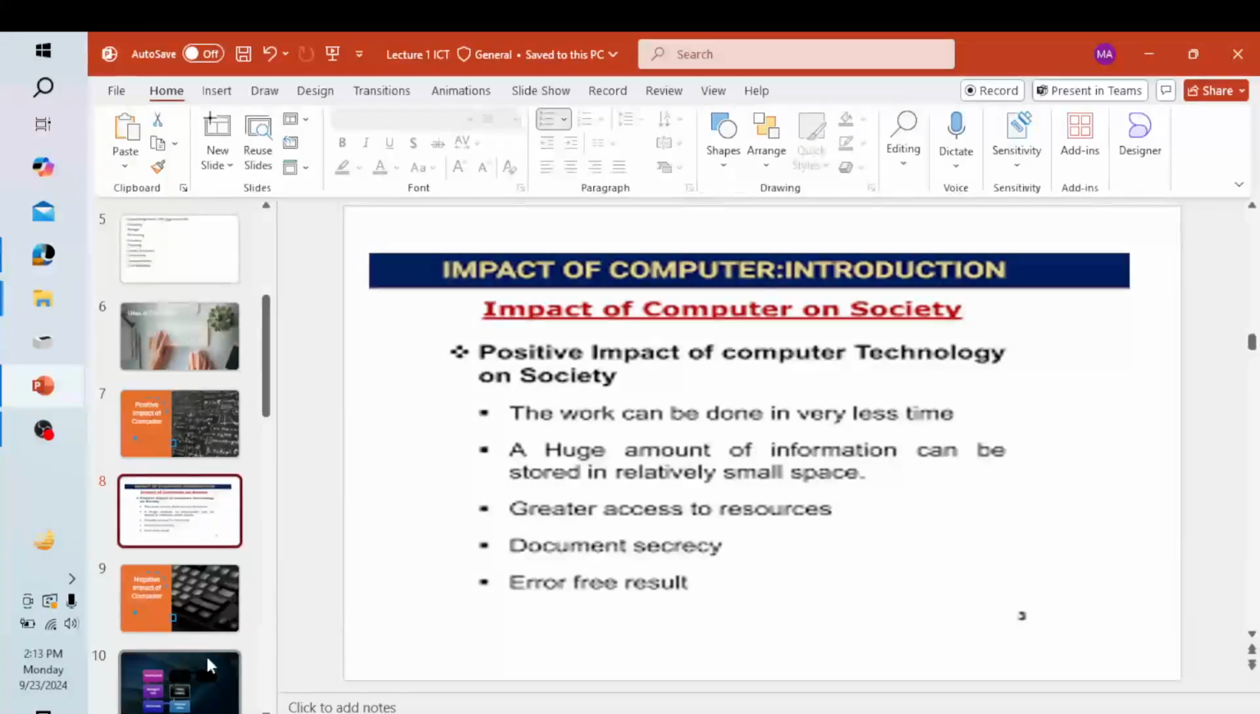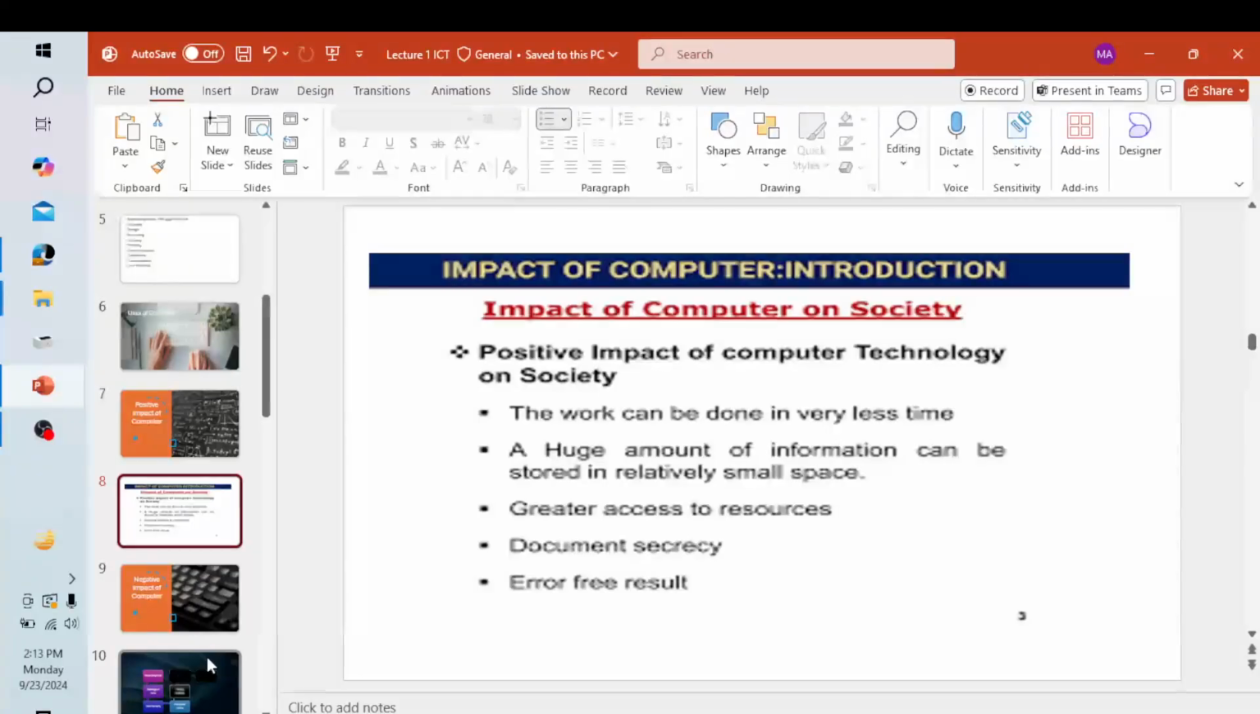Many computer-based educational programs are available. The students can learn to read, to count, and to speak foreign languages as well. Many educational games are becoming popular among the students. So these are all the positive impacts of the computers.